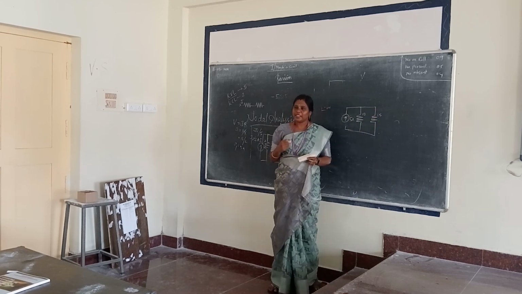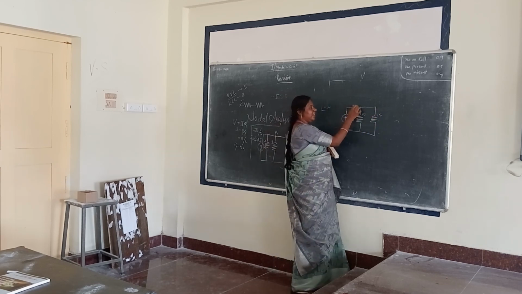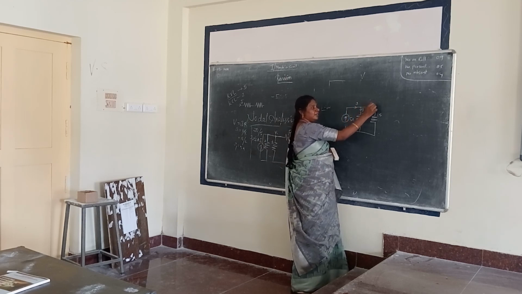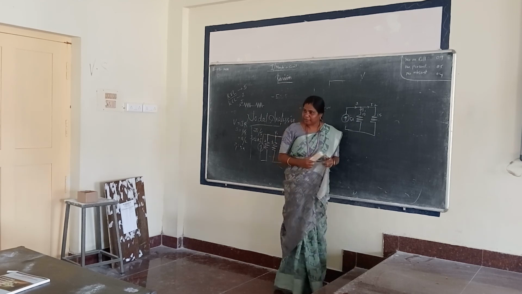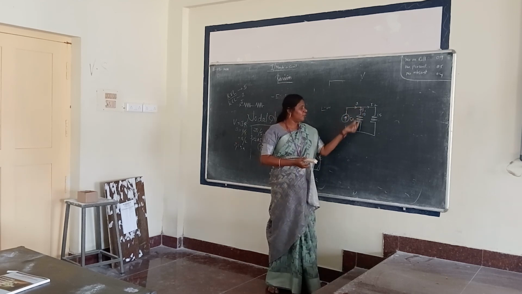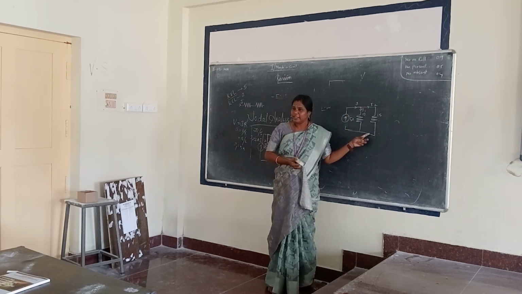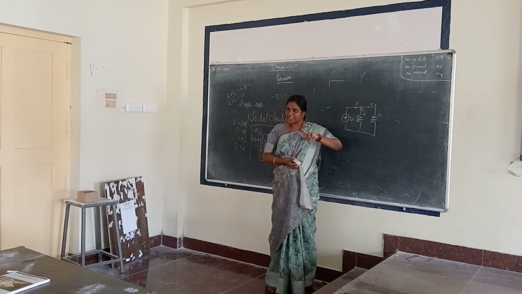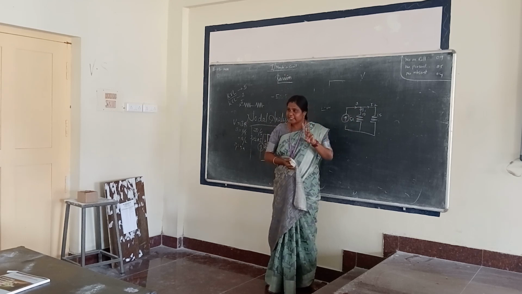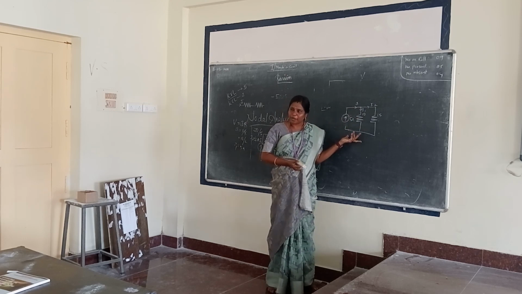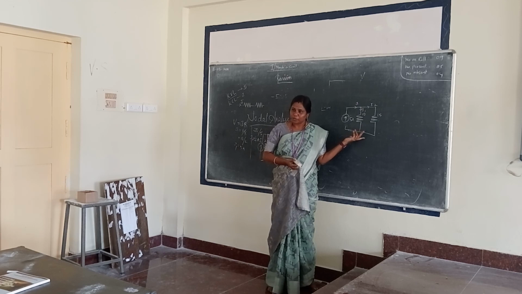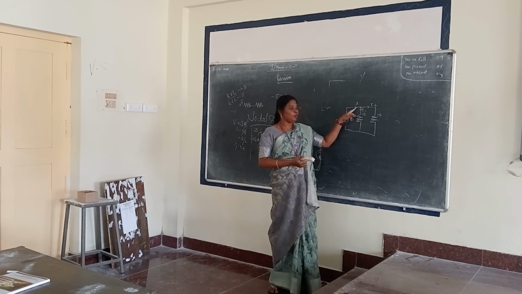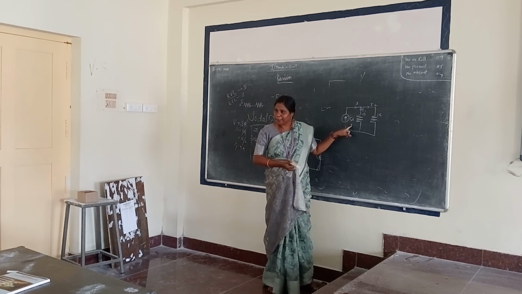So the current divider rule. I want to find out how the current divides. Here the current gets divided: in this leg I1 will flow and in this resistor I2 will flow. The incoming current gets divided across two resistors. For two resistors, you can use the formula I am writing here. I know the total current, which is 5 ampere.